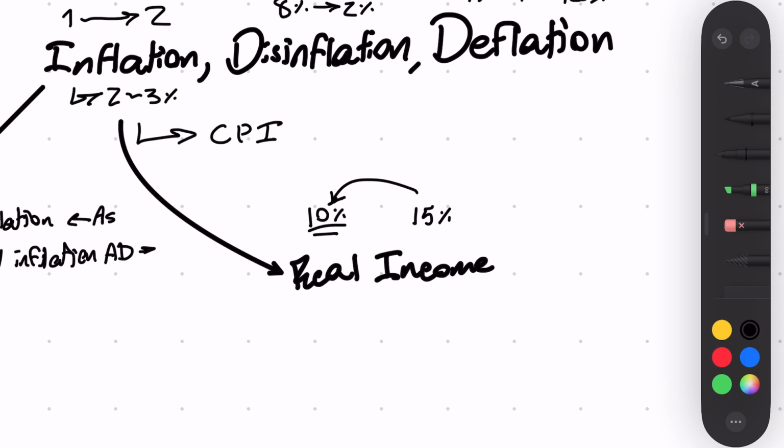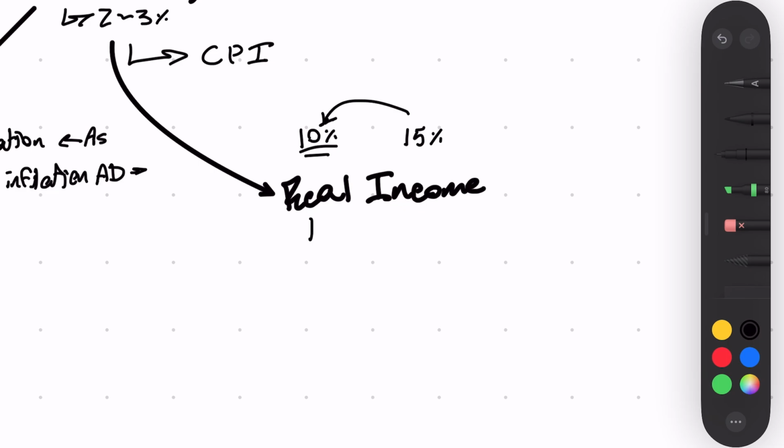Okay? And what real income displays is something called purchasing power. The colloquial way of saying this is how much bang for your buck can you get? So for every dollar that you have, how much can you buy? The higher your purchasing power, the more you can buy with a dollar.